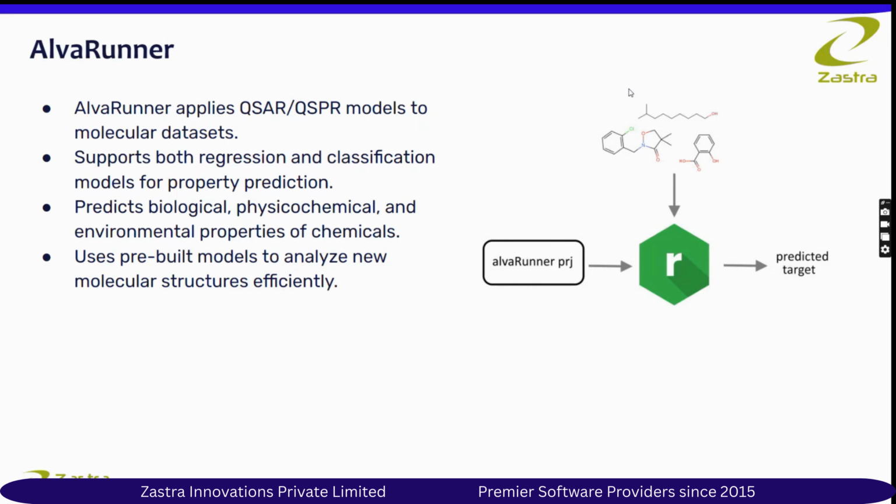Now these are the new molecules, for which we wanted to calculate the physiological properties. It could be any environmental properties, biological properties, binding, or any other properties. If you have new molecules, we just have to feed those molecules along with the Alva runner project. Then it is going to predict the values for these targets.